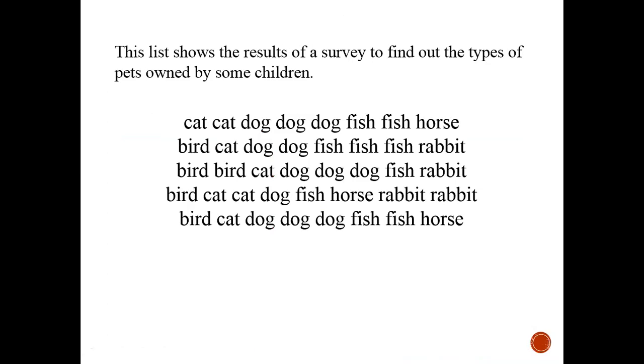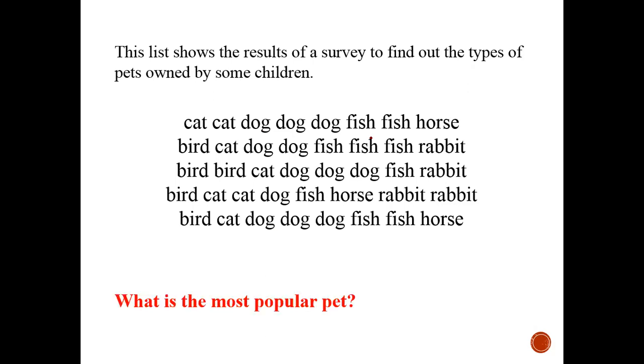So let's see one of the surveys that we have conducted. This list shows the result of a survey to find out the types of pets owned by some children. Let's say you do a survey and then the next thing is you collect the data. As you can see here, the data that has been collected: cat, cat, dog, dog, dog, fish, fish, horse, bird, cat, dog. It looks very disorganized and it can make you confused. Of course, you need to organize the data in a more convincing display.